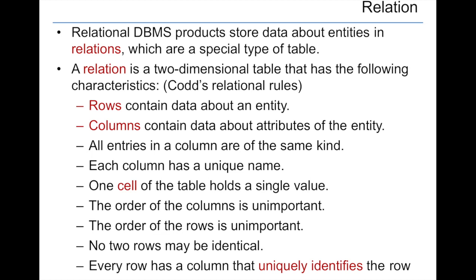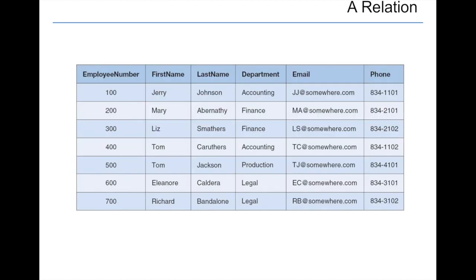The order of the columns is unimportant. The order of the rows is unimportant. Those two are very important to the idea of relations. And no two rows may be identical. Every row has a column that uniquely identifies the row. And this is basically where a lot of the rules surrounding relations are built out of, and where we start to look at normalization and things like that.